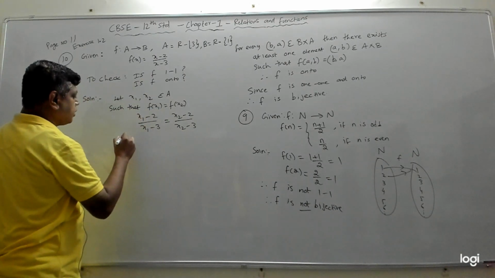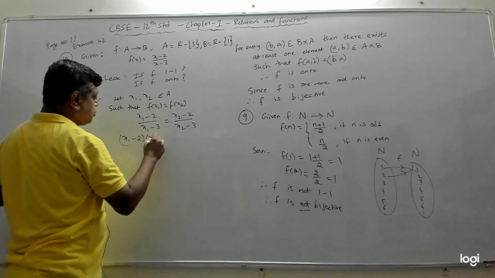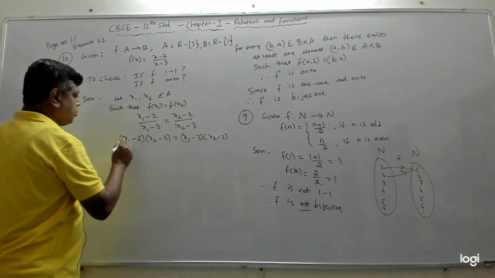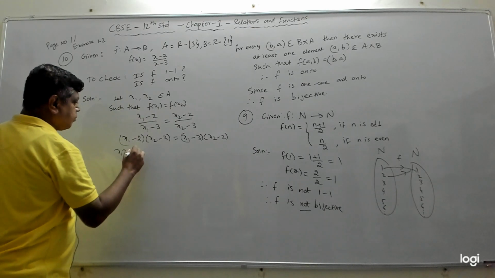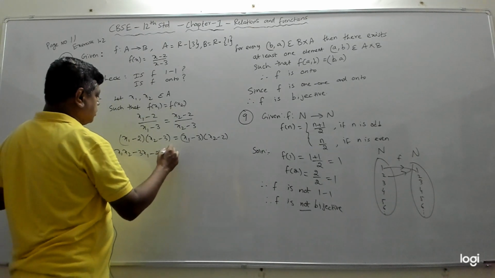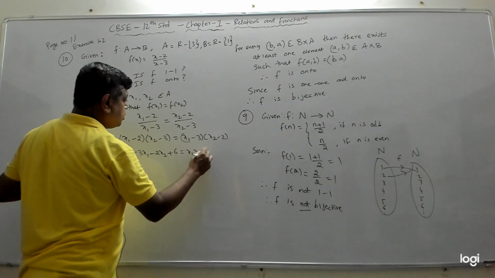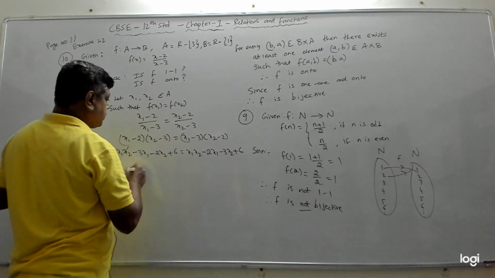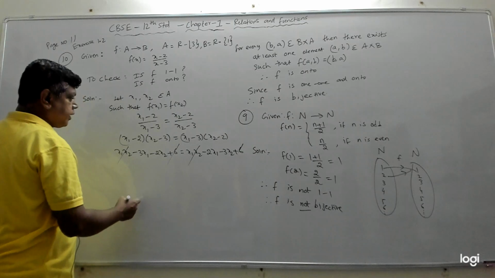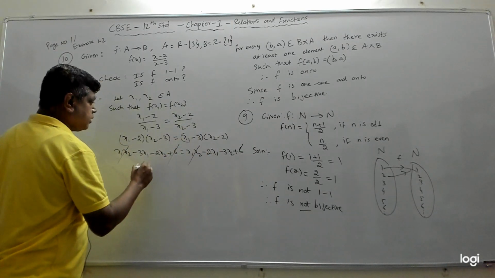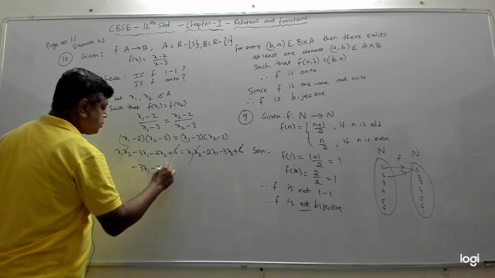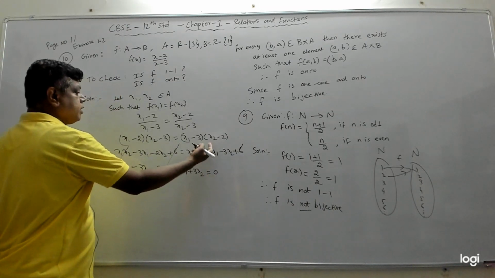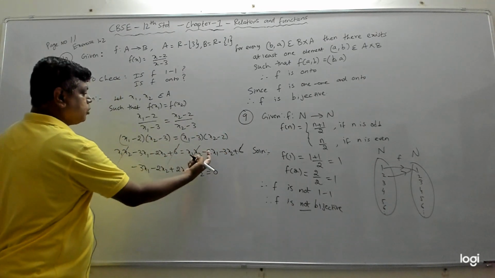So now cross multiply. So we'll get (x1 minus 2) into (x2 minus 3) equal to (x1 minus 3) into (x2 minus 2). So when you multiply, we'll get x1x2 minus 3x1 minus 2x2 plus 6 equal to x1x2 minus 2x1 minus 3x2 plus 6. So x1x2 and 6 get cancelled. Then let's bring everything to one side. I'm bringing these two to this side. Minus 3x2 comes here, 2x1 comes here, it will become plus.